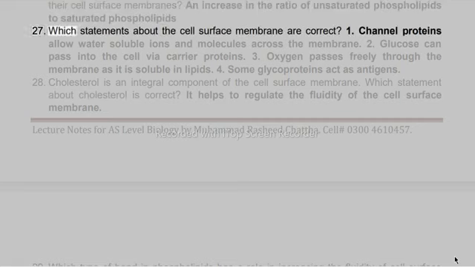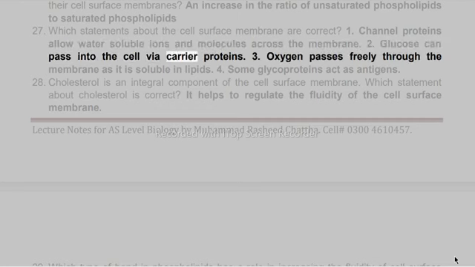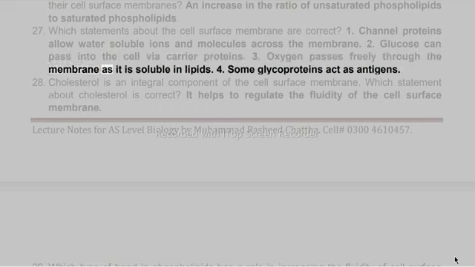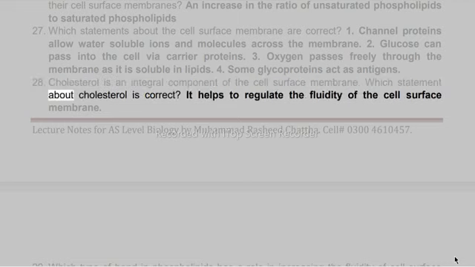27. Which statements about the cell surface membrane are correct? 1. Channel proteins allow water-soluble ions and molecules across the membrane. 2. Glucose can pass into the cell via carrier proteins. 3. Oxygen passes freely through the membrane as it is soluble in lipids. 4. Some glycoproteins act as antigens. 28. Cholesterol is an integral component of the cell surface membrane. Which statement about cholesterol is correct? It helps to regulate the fluidity of the cell surface membrane.